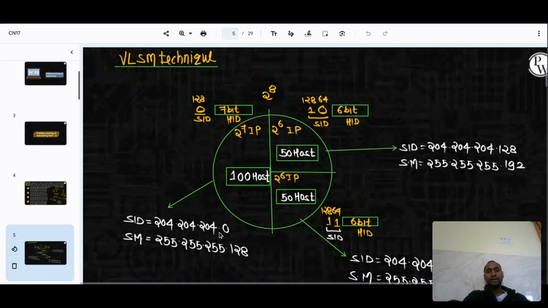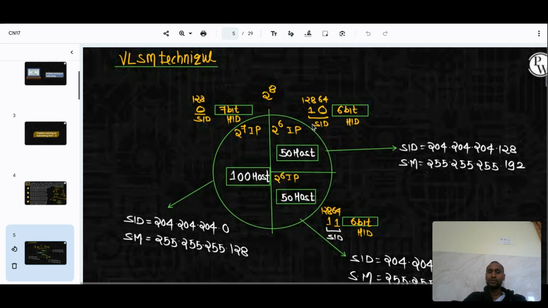So in the whole, because the subnet ID part is zero, the remaining 7 bits are made zero. That is the host ID part. So the subnet mask is the default subnet mask of class C, that is 255.255.255, and because we chose one bit, the last octet is 128. So this is the subnet mask of 100 hosts, that is 255.255.255.128.